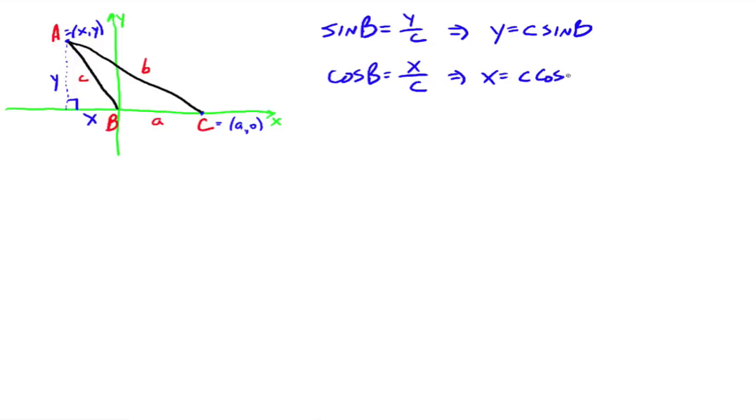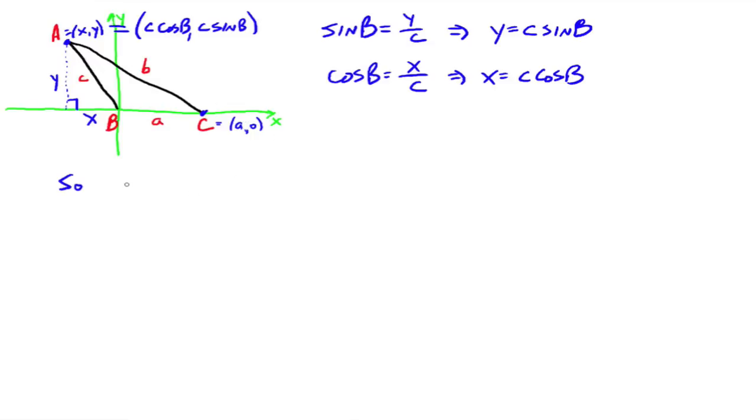to C cosine B. So now point A up here is really C cosine B comma C sine B. Everybody see that? Because X is C cosine B, Y is C sine B. So that's this point right here, just written in a different form. Okay, so now we've got these two points, A comma 0 and C cosine B, C sine B. So now we can figure out what the distance B is, right?